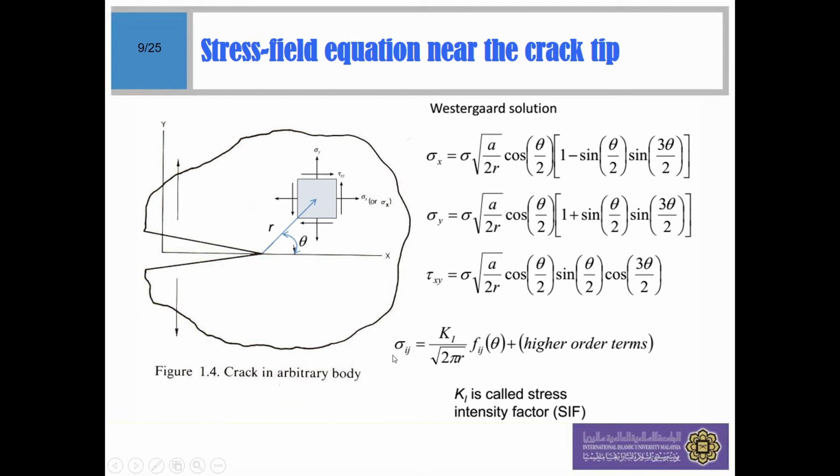Okay, it also mentions that sigma ij equals K1 divided by square root of 2 pi r times f ij of theta. Okay, this is the correction factor plus the higher order terms. It means that if you have f ij to the power of 2 and so on, it will be more complex. K1 is called the stress intensity factor. In this case, we just substitute the values to get the magnitude of each term.